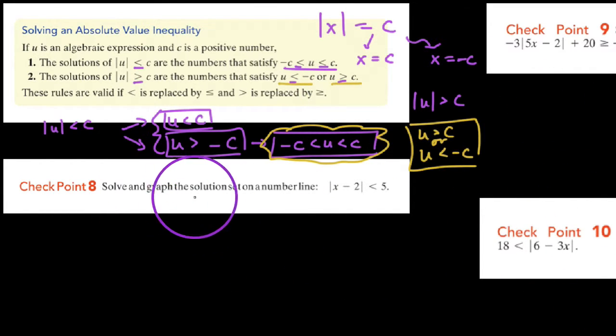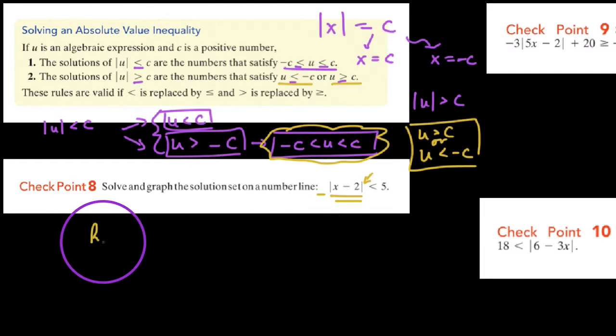So it says solve and graph the solution set on a number line. We have the absolute value of x minus 2 is less than 5. So the first thing I notice is that I need to get this absolute value quantity by itself, and I notice that we don't have any numbers out front, and I don't have any constants being added on to the end. So since it's already by itself, we're going to rewrite.